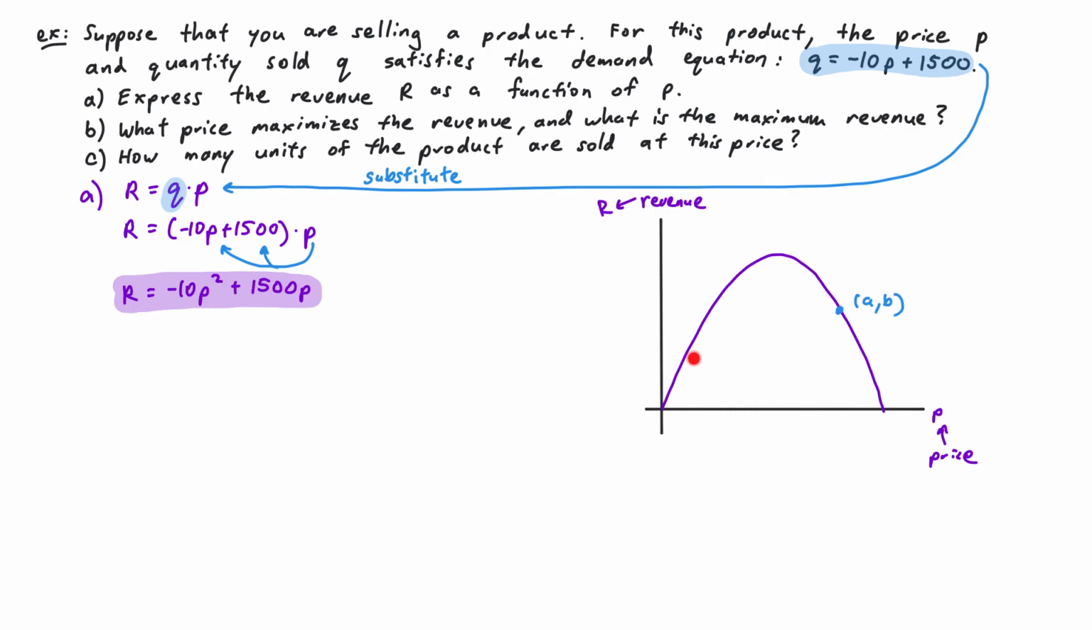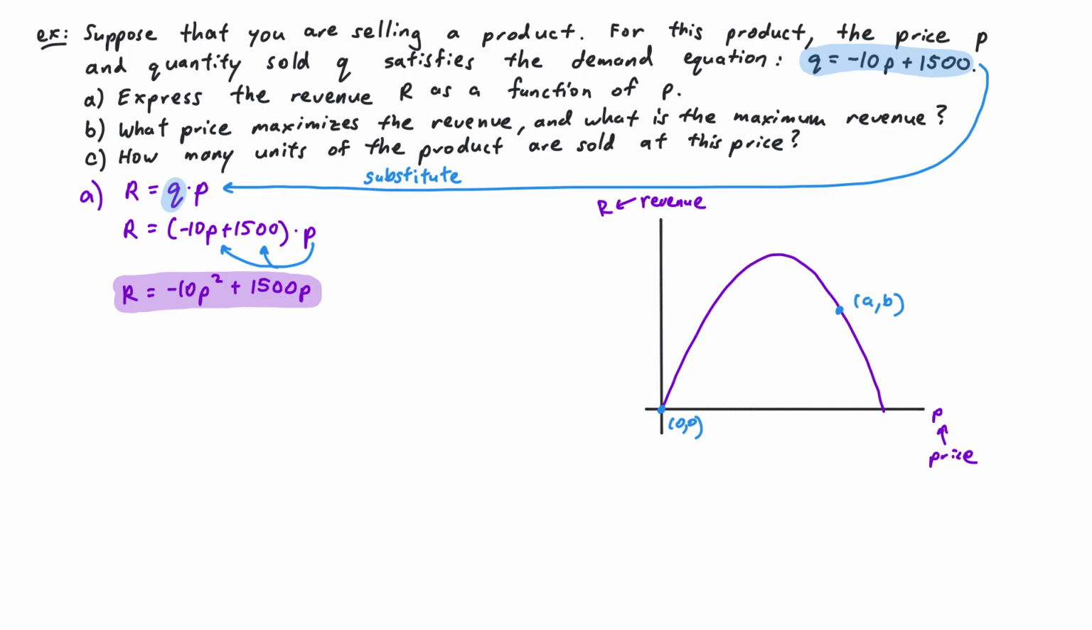And since this is a point on the graph of this equation, it's saying that when I set my price to A, we're going to get the revenue B. So one point that I know for sure is on my graph is the origin, (0, 0). Because if I set the price of my product to be $0, no matter how many I sell or give away, I'm going to make $0 in revenue.